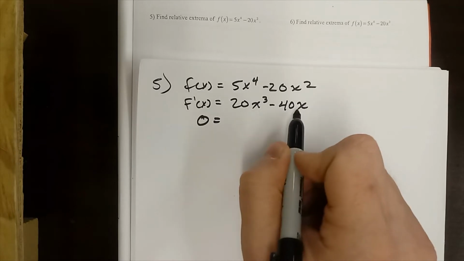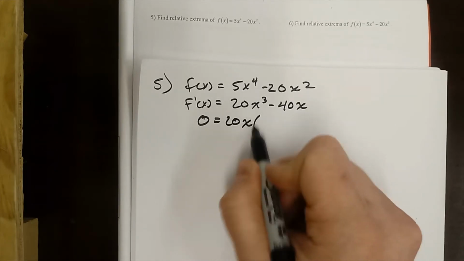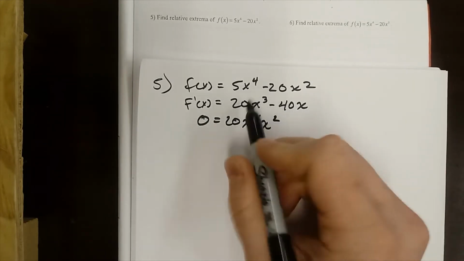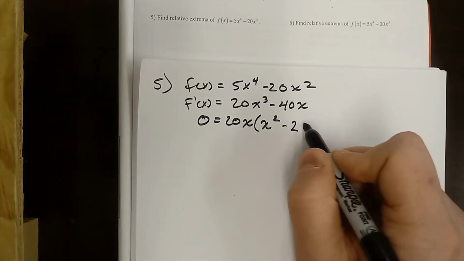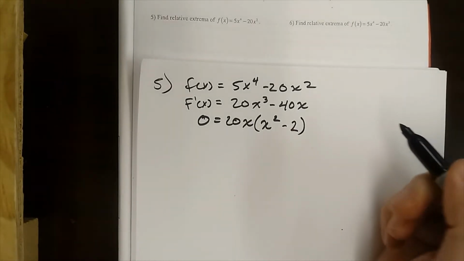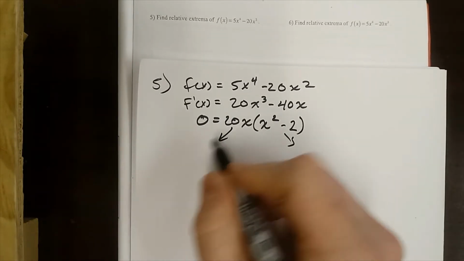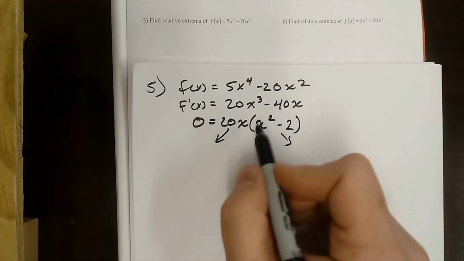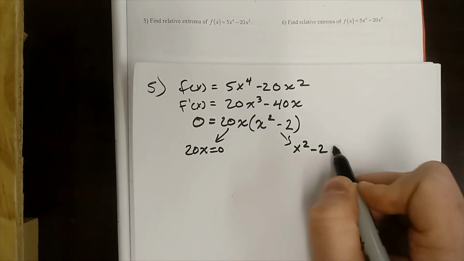When I set this equal to 0, I'll be able to factor a 20 and an x out of both of them, and if we do that, then we get x squared left in this first term minus a 2 in the other one. All right, so if we go and try to find the relative extrema, the critical points, then I've got to set this equal to 0 and solve them both.